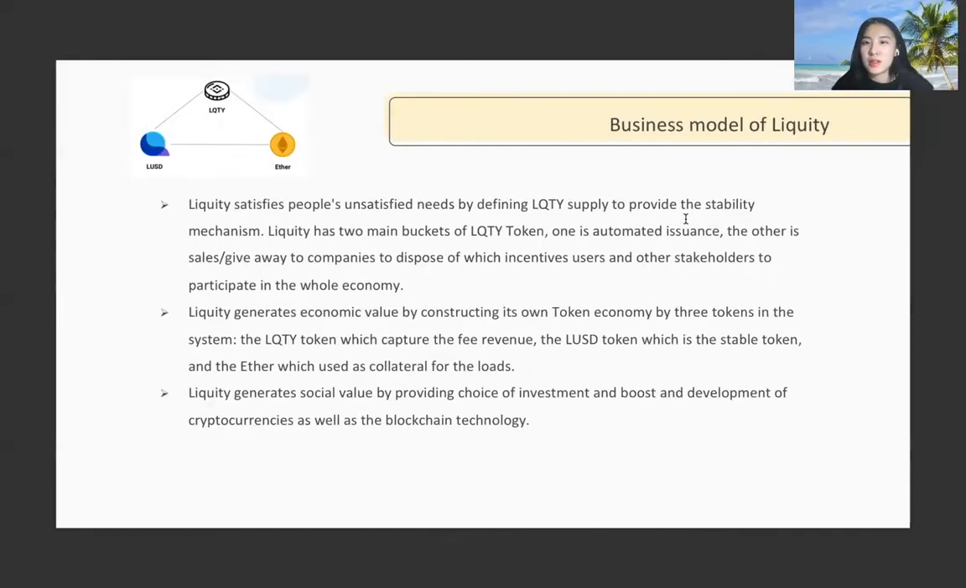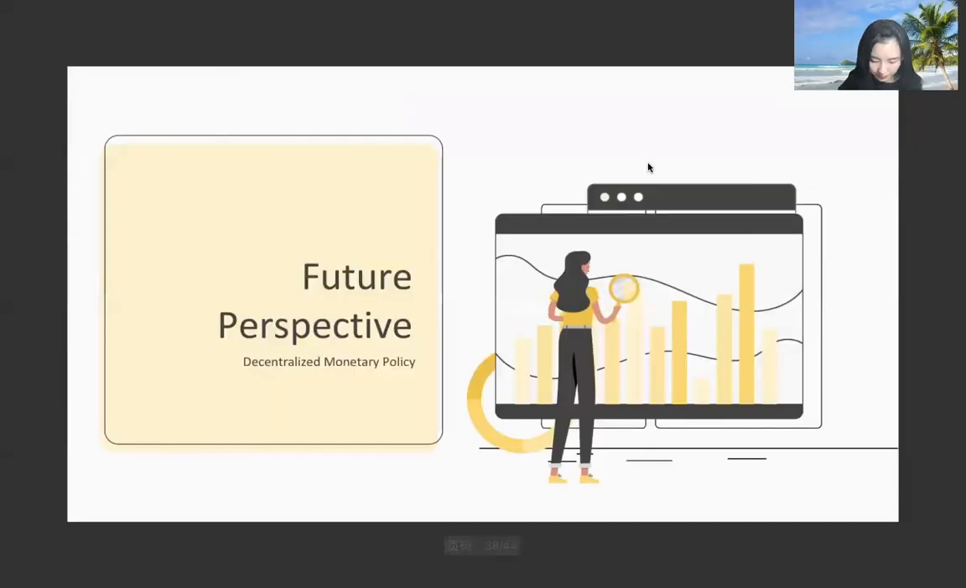He introduced to us the business model of Liquity. It can generate economic value as well as social value by providing investment choices and boosting the development of cryptocurrency, and by constructing its own token economy with 3 tokens in the system. So it provides a stability mechanism. The last part is the future perspective.